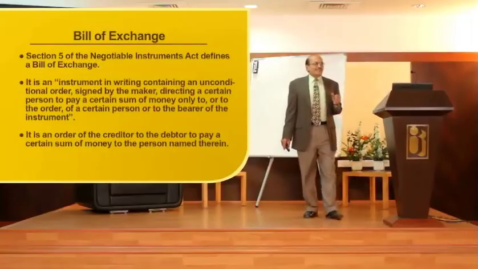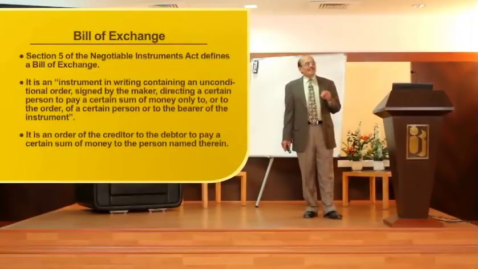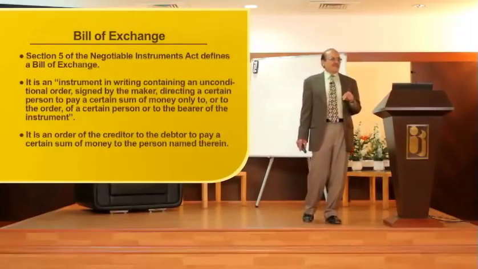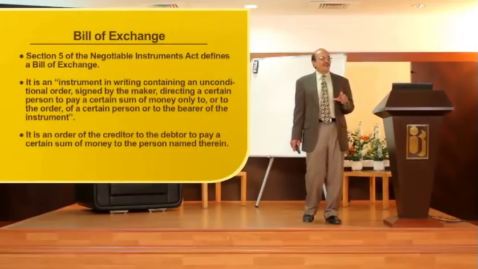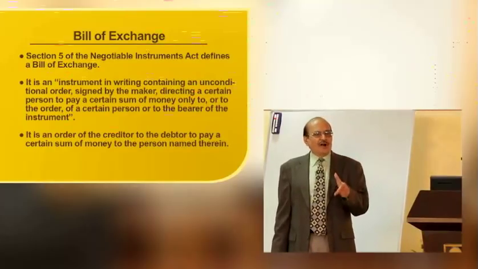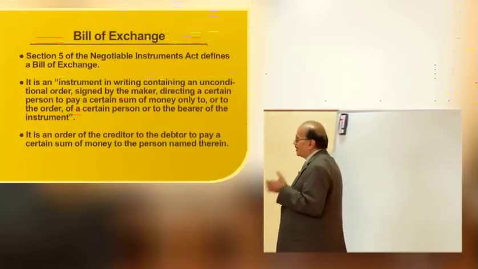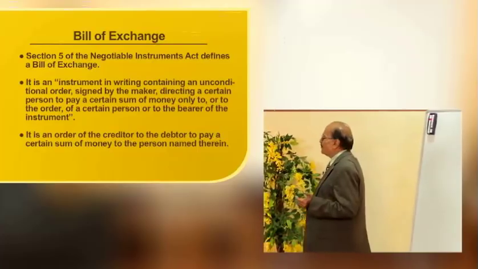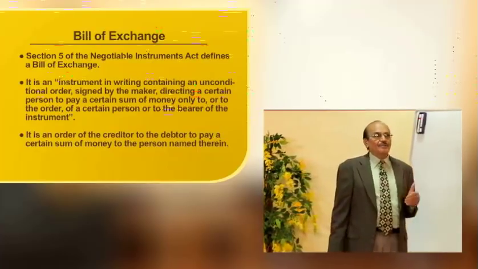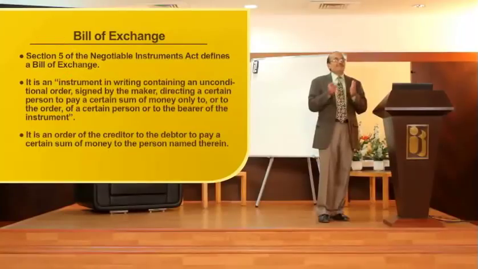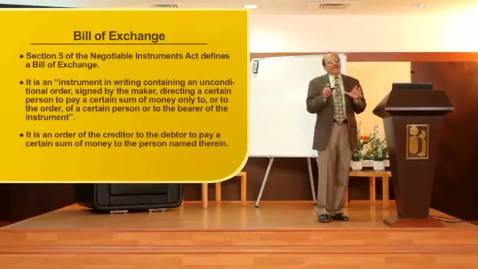It is defined in the Act as an instrument in writing containing an unconditional order signed by the maker directing a certain person to pay a certain sum of money only to or to the order of a certain person or to the bearer of the instrument. So see, there are 2-3 things. Number one, it should be in writing, there should be an unconditional order, it should be signed by the maker and directing a person to pay a certain sum of money. All these things are important to understand what is meant by a bill of exchange.